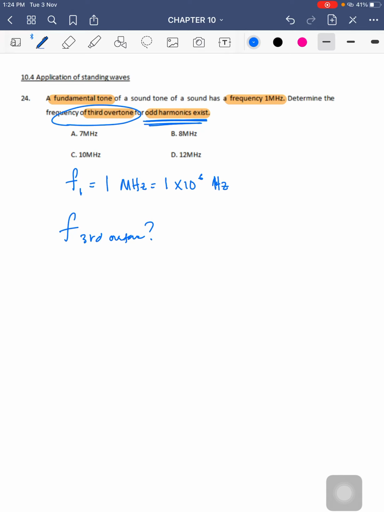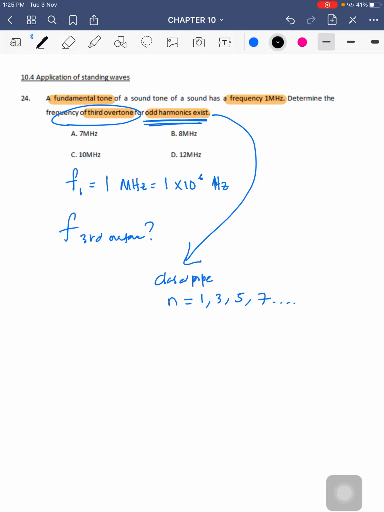Remember again in the previous lesson, the odd harmonic axis is for the case of a closed pipe. For a closed pipe, the number of the harmonic, which we denote by n, equals 1, 3, 5, 7. It is odd, isn't it? It is an odd number. So for a closed pipe, the number of harmonic is an odd number: 1, 3, 5, 7. But the first harmonic is not the first overtone, and the second harmonic is not the second overtone. So we have to figure it out.